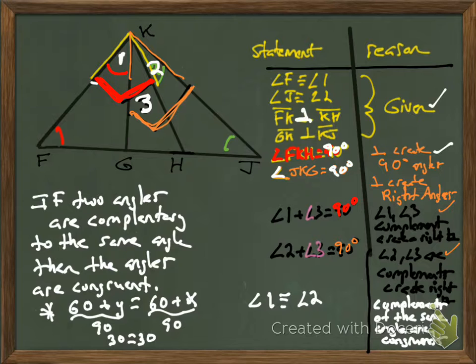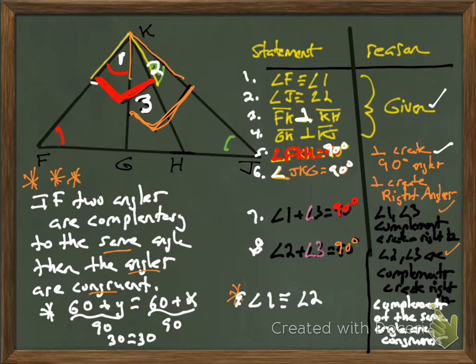Then there is a special theorem that I'm marking over here with the stars, where if two angles are complementary to the same angle, well then the angles are congruent. Here's a concrete example with numbers. 60 plus y equals 60 plus x. Well, obviously y and x would both have to be 30. So I'm going to make that statement right here, and some teachers might like you to number your statements. I'm not certain if that's true or not with the teacher that you have. So I'm up to statement number 9 here.